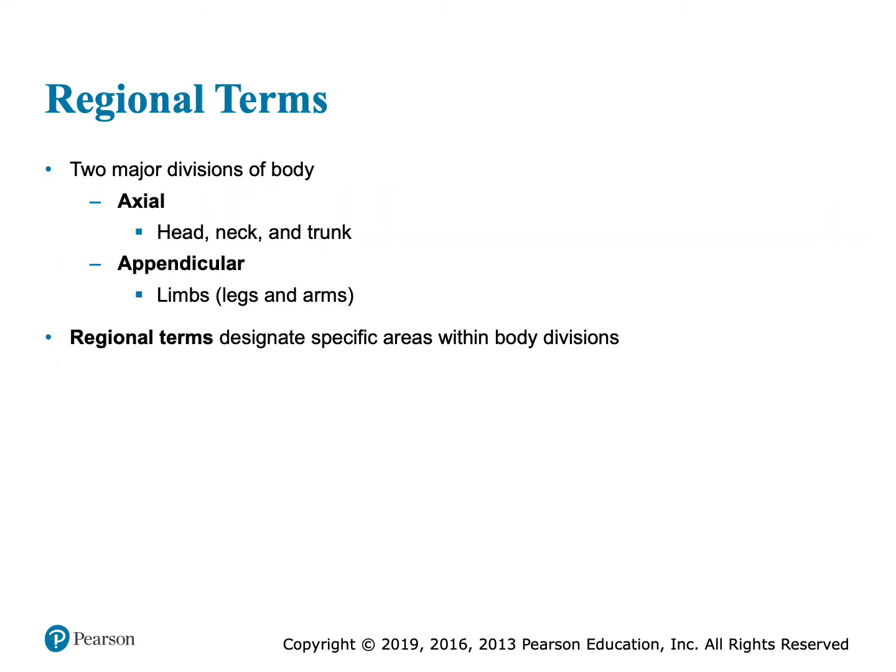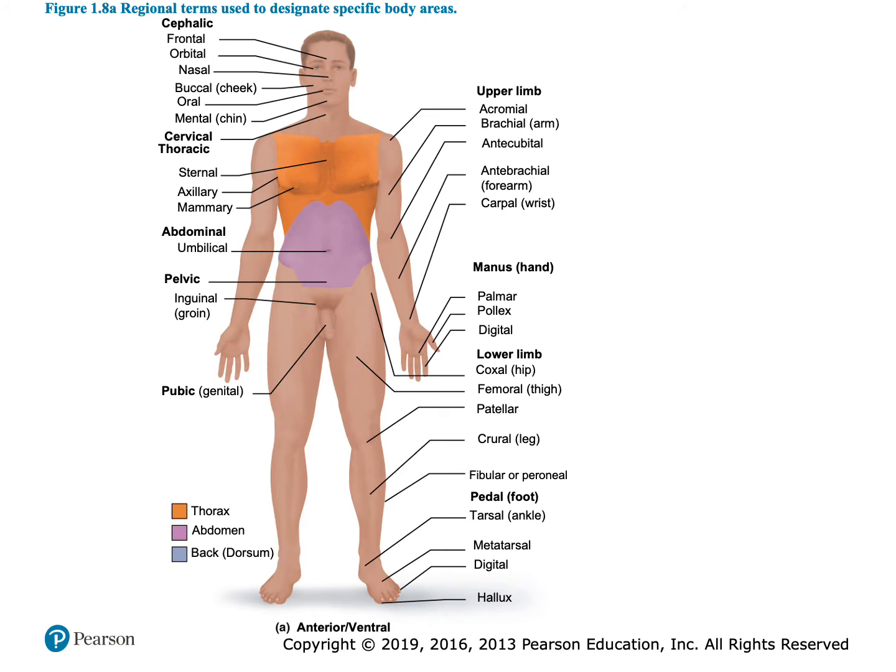The term axial is going to be head, neck, and trunk. We'll do this in lab later, actually, and it's in the skeletal system. But the term appendicular is limbs. So they're appendages to your trunk. They're extras, right? All right, and then we have regional terms that are talking about specific body divisions.